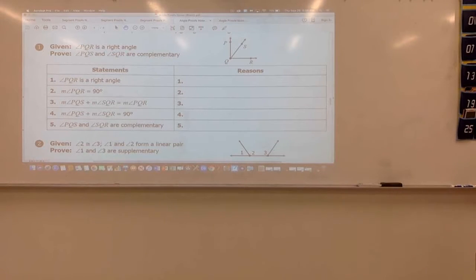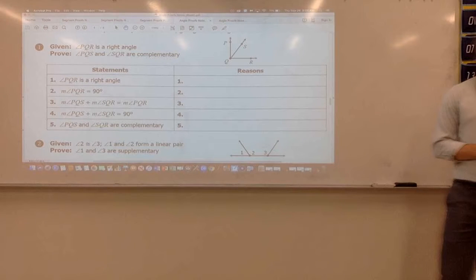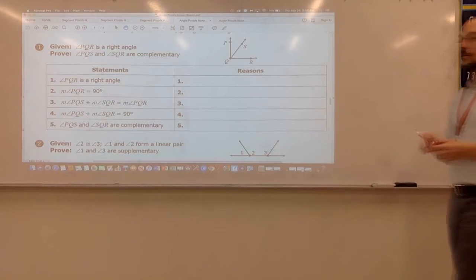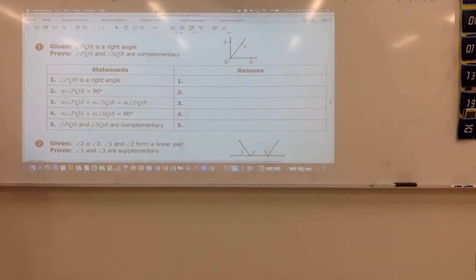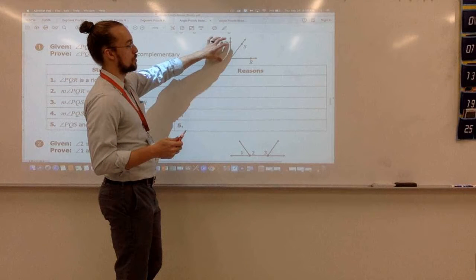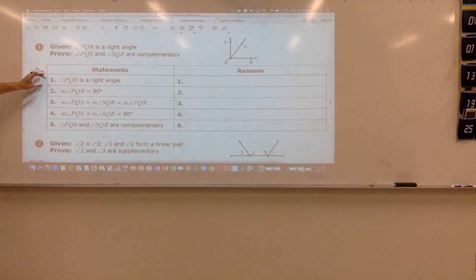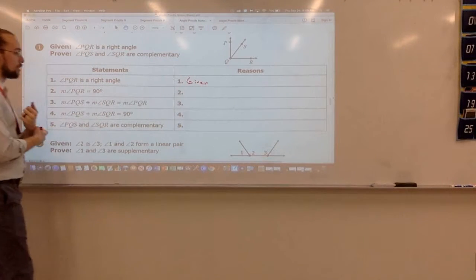All right, let's take a look at a couple of these together here. So on number one, the only thing we're given is that angle PQR is a right angle. But for angle proofs, we're going to use the diagrams maybe a little bit more than we did for the segment proofs. So what's my reason for PQR as a right angle? Given, right? First line is always the given information.